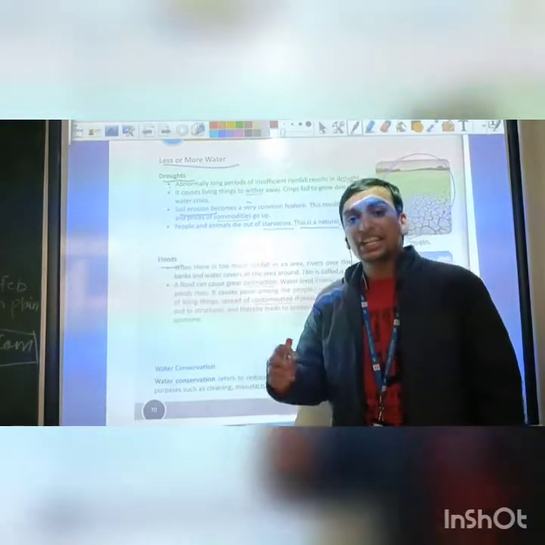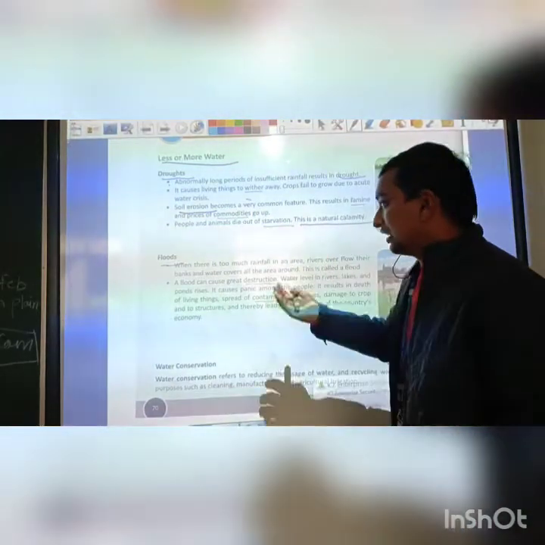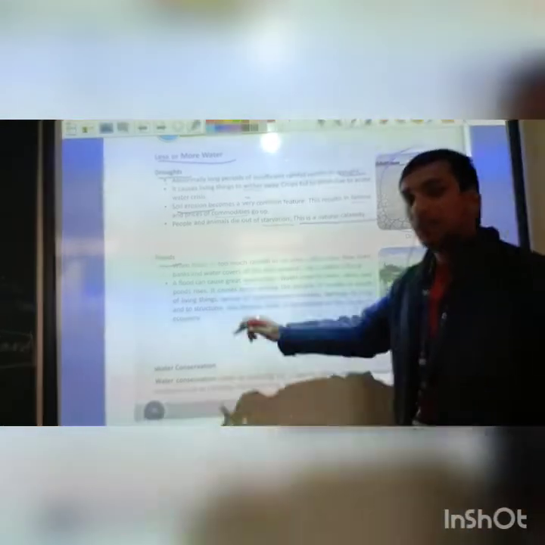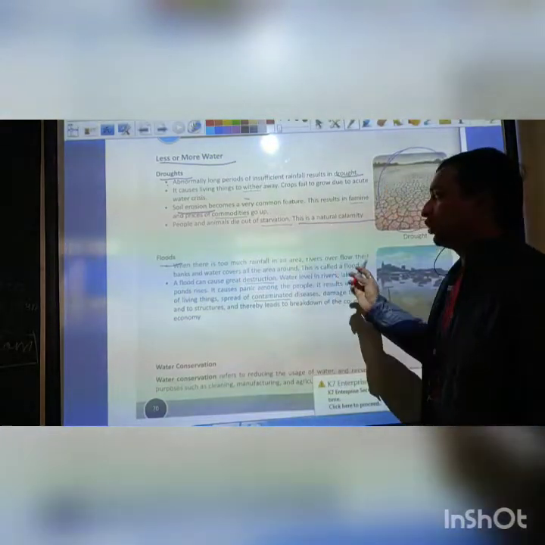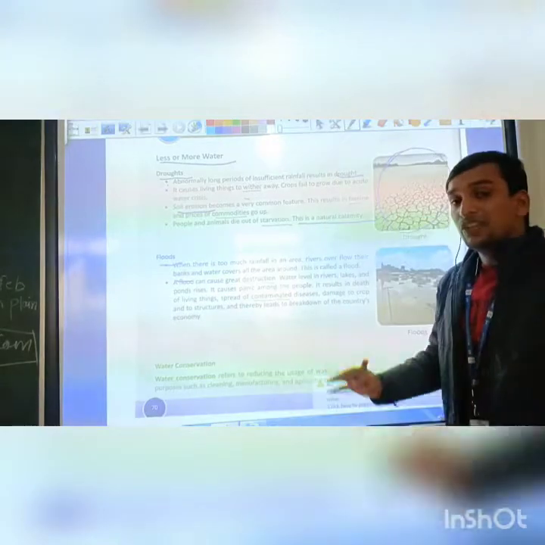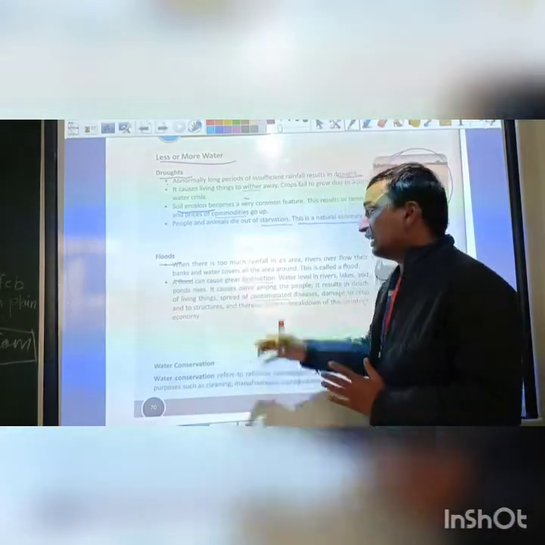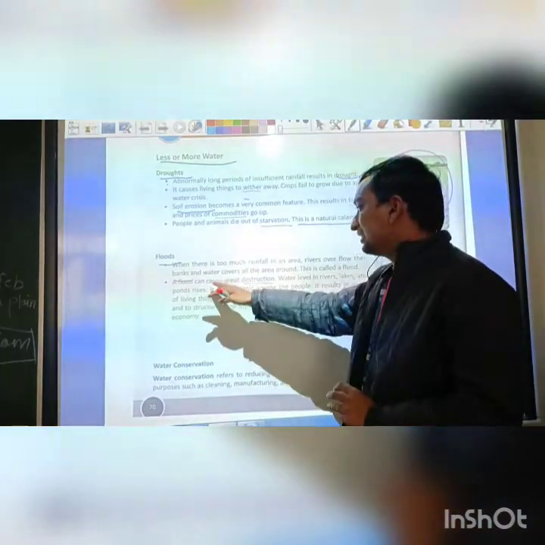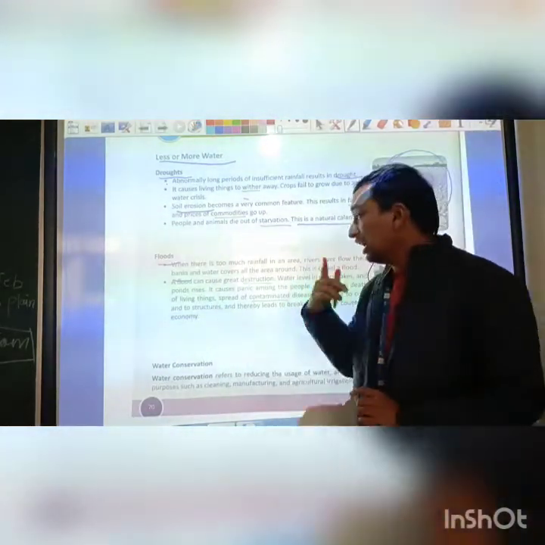What happens if we get more water than our needs? When there is too much water, too much means excess. When there is too much rainfall in an area, rivers overflow their banks. Banks means kinara, the sides of the river. When there is too much rain, the water from the rivers comes over the banks and covers all the area around the river.